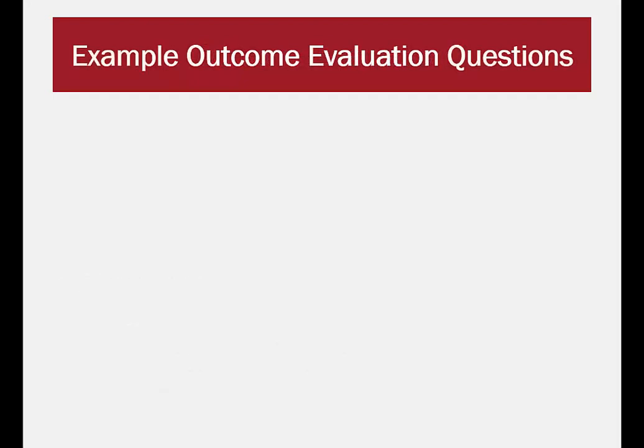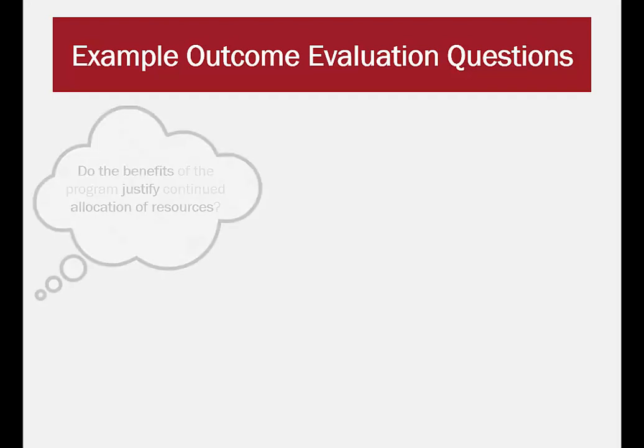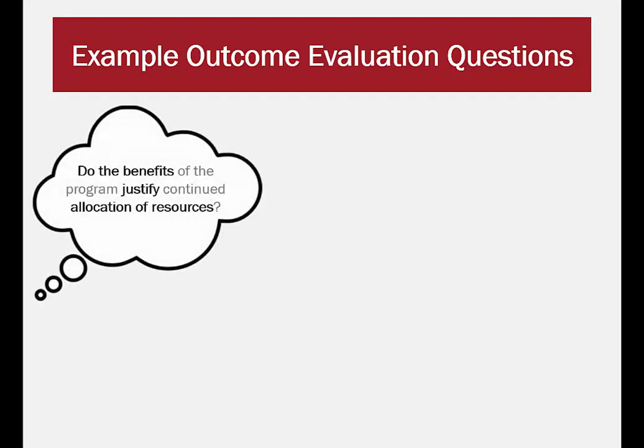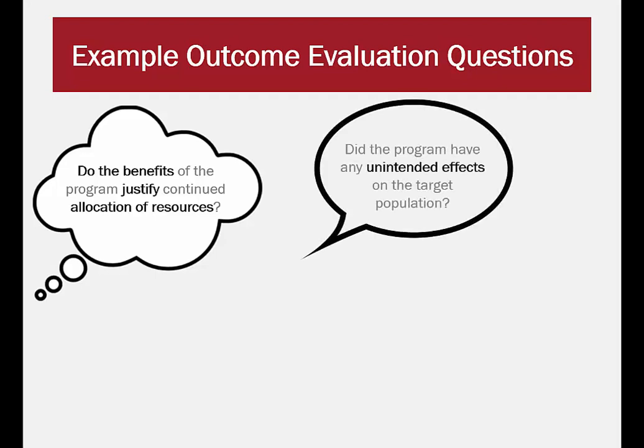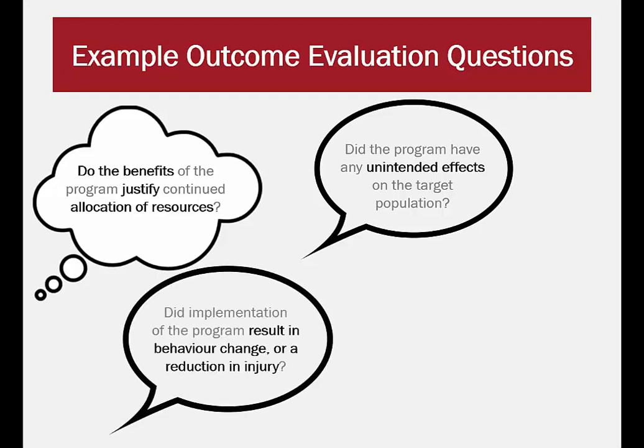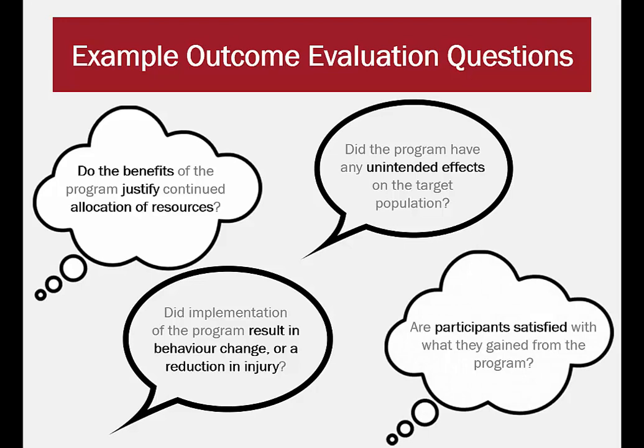Here are some examples of questions that are asked when thinking about creating an outcome evaluation plan. Do the benefits of the program justify continued allocation of resources? Did the program have any unintended effects on the target population? Did implementation of the program result in behavior change or a reduction in injury among the target population? Are participants satisfied with what they gained from the program?